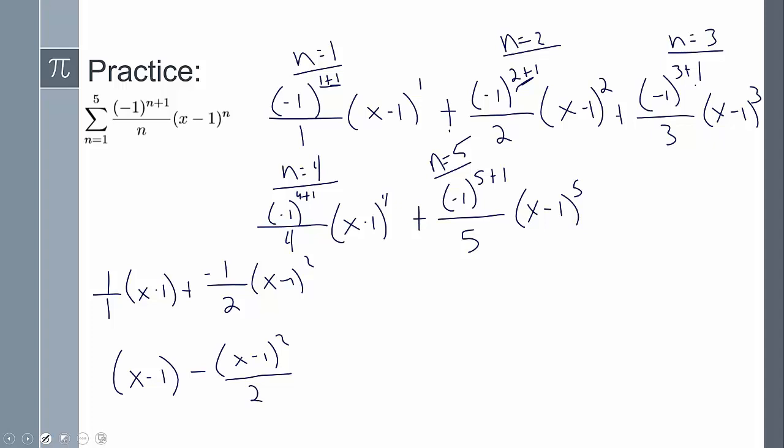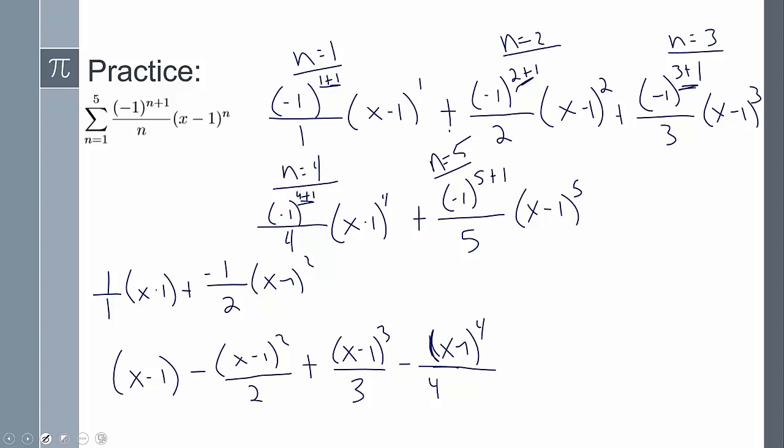Now my next one, 3 plus 1 is 4. So -1 to the fourth is +1. So I'm going to get plus, and then it's a 3 on the bottom. And so that's going to be x minus 1 to the third. This next one, when I plugged in 4, 4 plus 1 is 5. -1 to the fifth power is negative. So I'm going to get -1 over 4, times x minus 1 to the fourth.